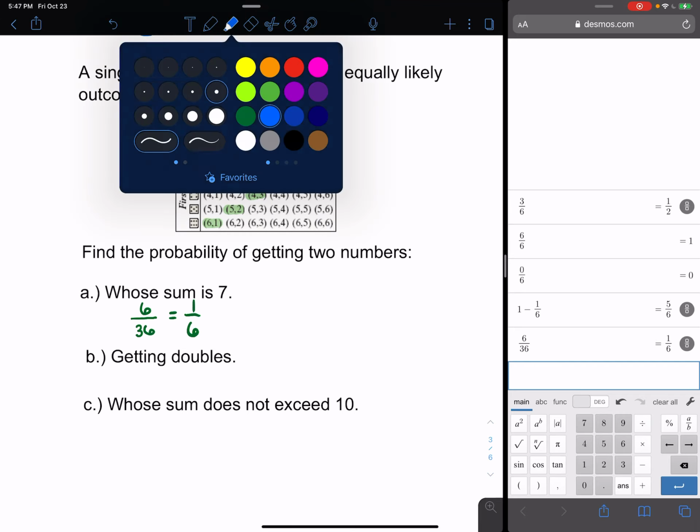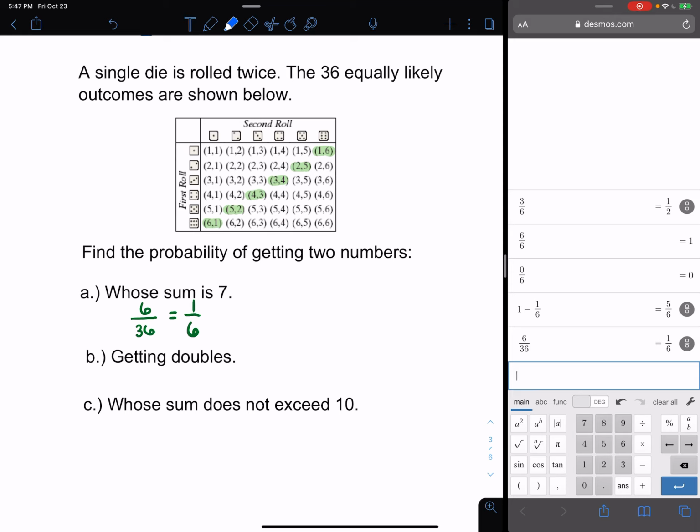If we look at part B, they ask us about the probability of getting doubles. Doubles are when we get the same number twice, like 1 and 1, 2 and 2, 3 and 3, 4 and 4, 5 and 5, and 6 and 6. Once again, there are 6 different ways we could get it out of those 36 possible outcomes, which gives us 1/6.